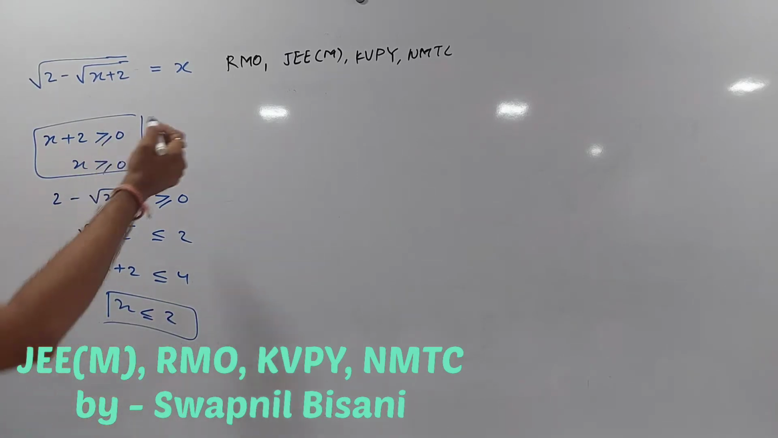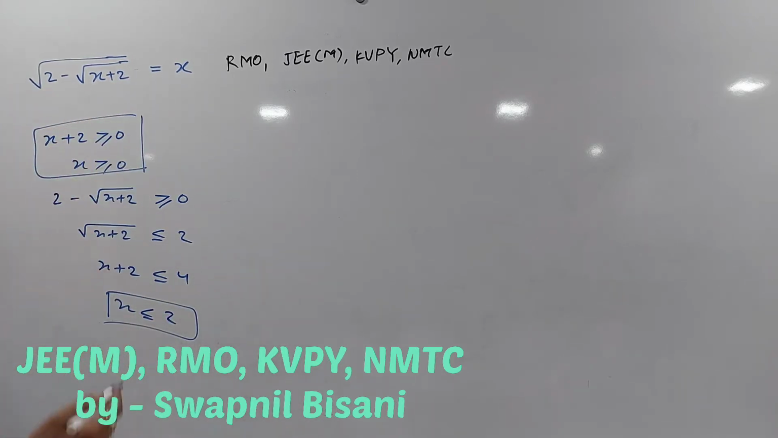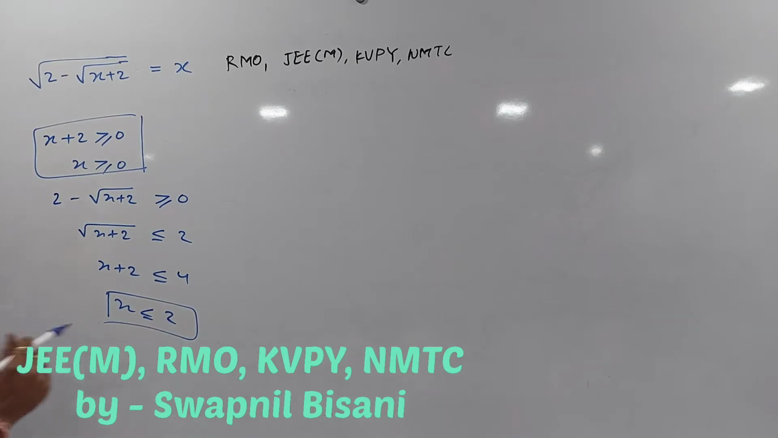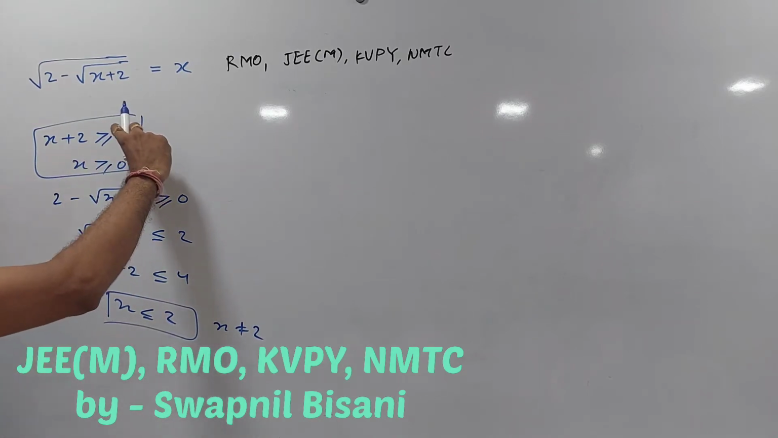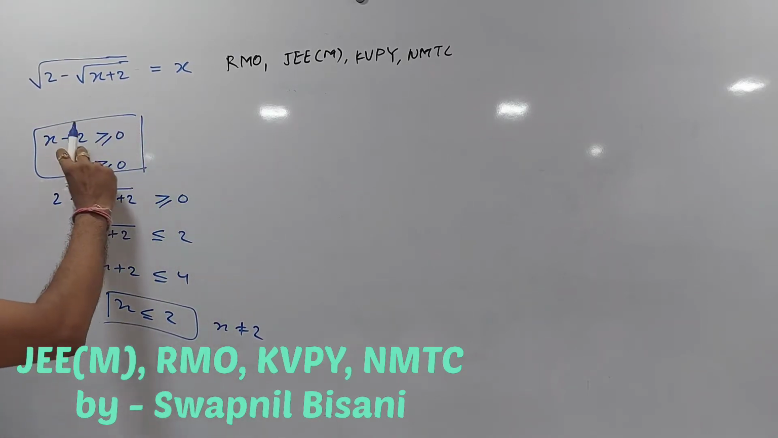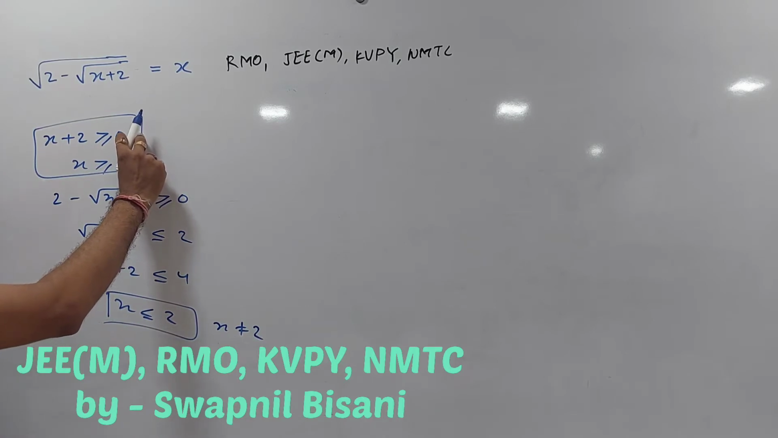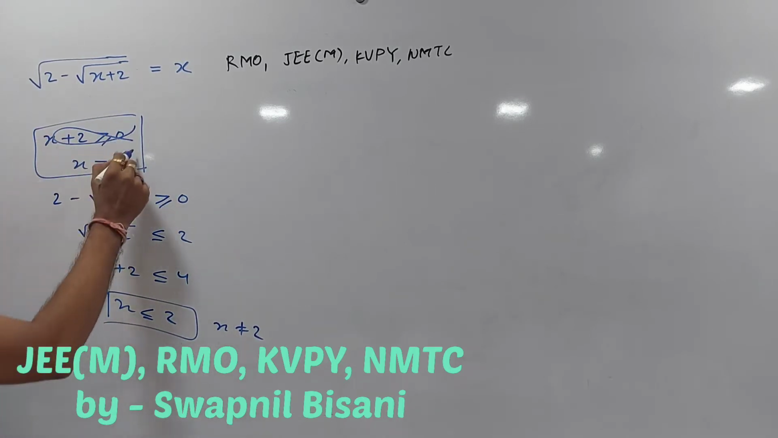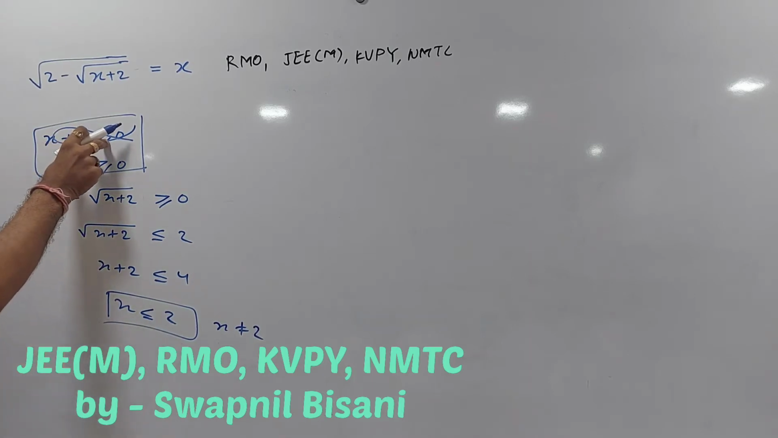Fine. Now while attempting this question in the first method, we observed that x equal to 2 was not supporting the answer. So that means x is not equal to 2. Now clubbing this together, x plus 2 greater than or equal to 0 and x greater than or equal to 0. When you club this together, this is of no use; simply x greater than or equal to 0 takes care of this.